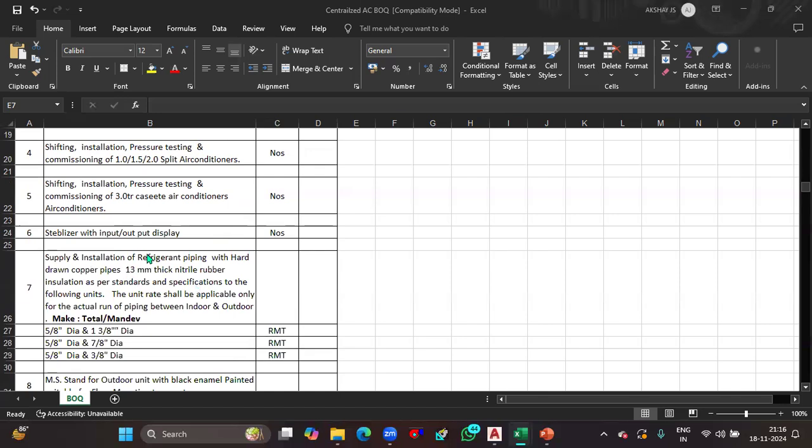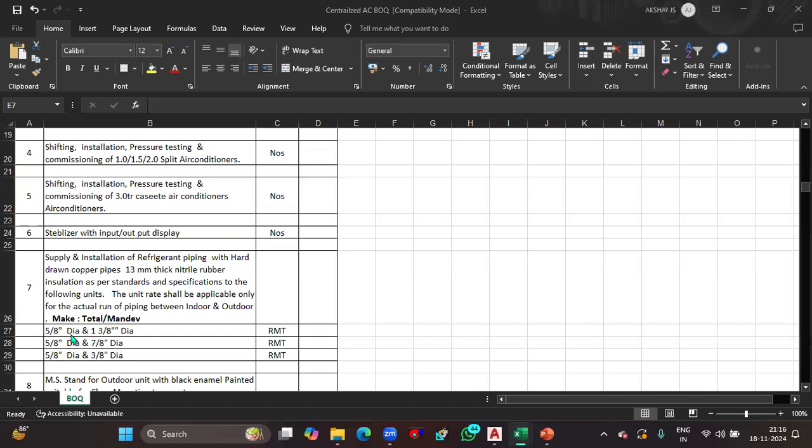Now we can see the other data such as the refrigerant piping, and you need to purchase the refrigerant piping from these kind of manufacturers. It's like Total or Mandu. Actually, there are a lot of companies available. If the client requires you to purchase those materials from a specific vendor or manufacturer, you need to purchase directly from there itself. Okay, no other exclusion for that.